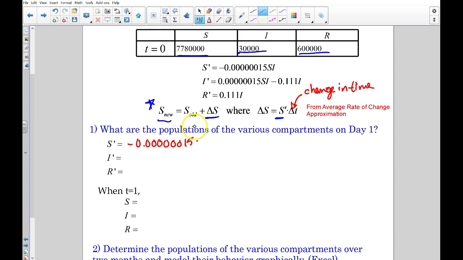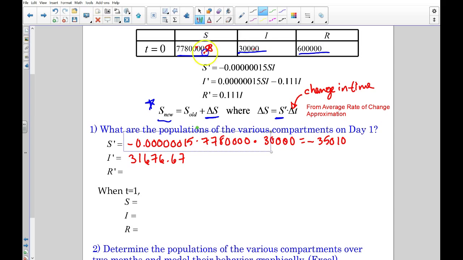0.00000015 times S, which is 7780123, times I, which is 30,000. This is going to give me negative 35010. Okay, and then similarly for I prime, I'll let you do that computation. You end up getting 3676.67. Again, it would just be putting these values, S and I, into the equation for I prime.